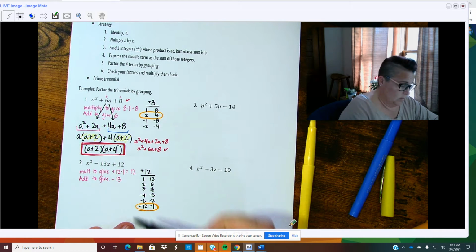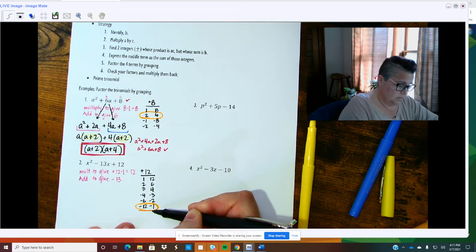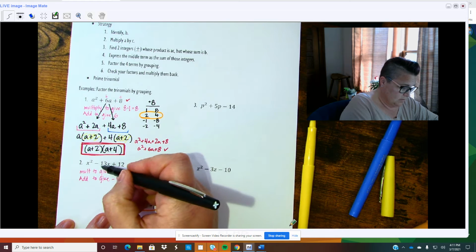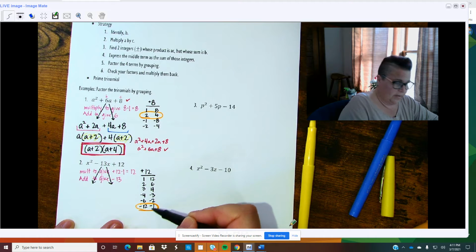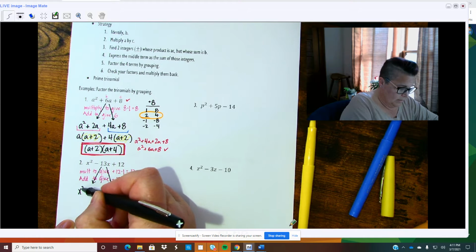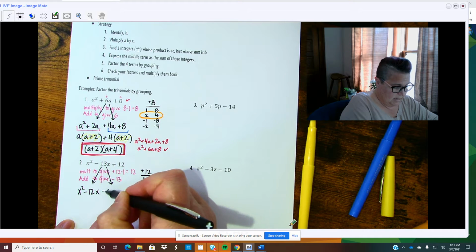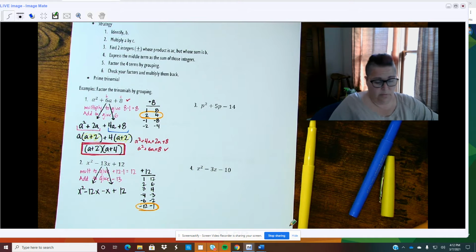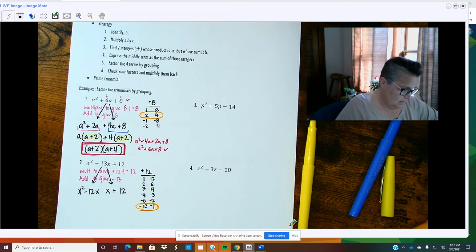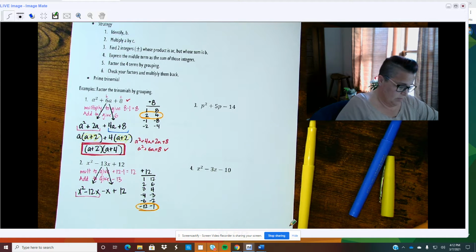So now I want to express this middle term as the sum of those. So I'm going to break this middle term apart using this factor pair. So I'm going to have x squared minus 12x minus x plus 12. Right? Just wrote it out that way. Now I'm going to look at the first pair. And if I look at the first pair, x squared minus 12x, I'm pretty sure I can pull an x out of that.